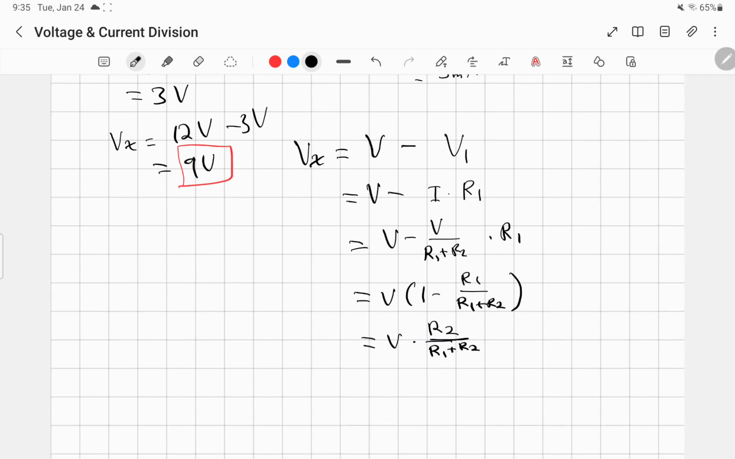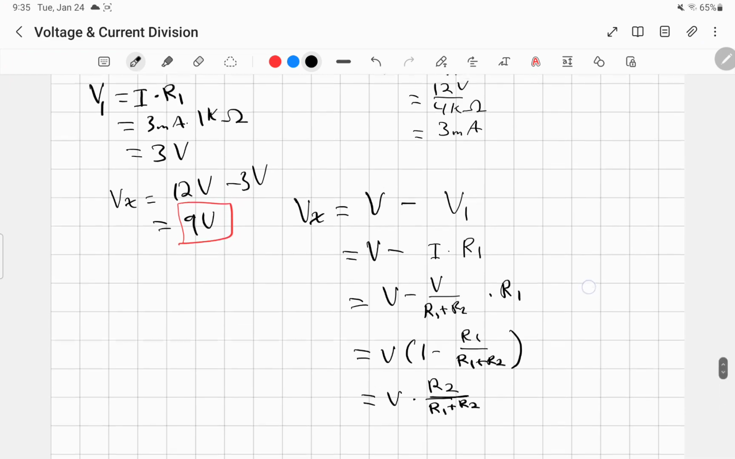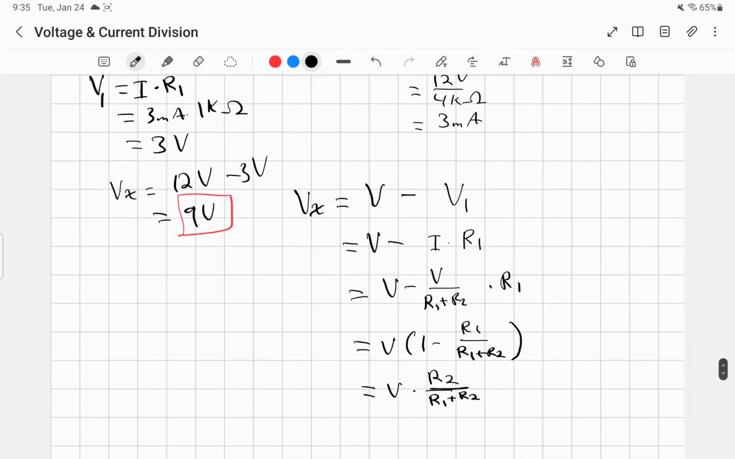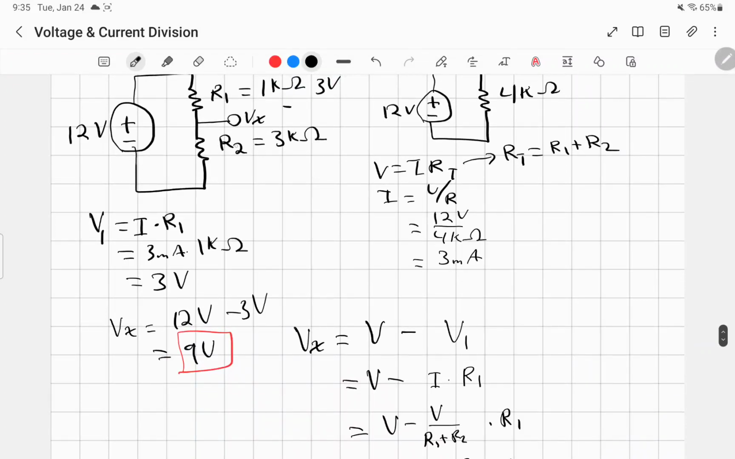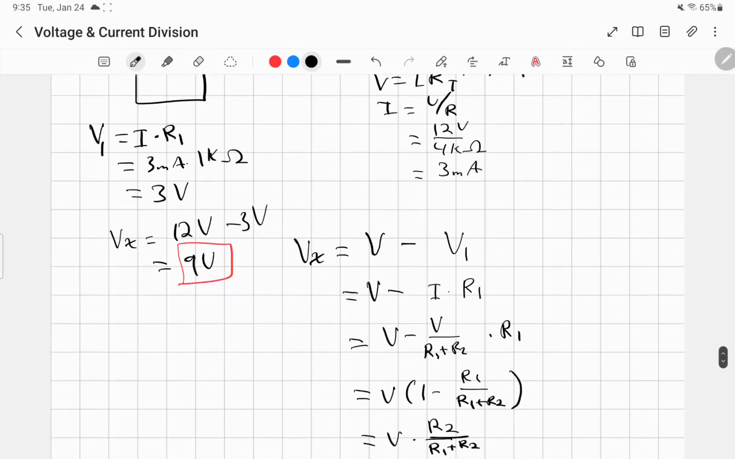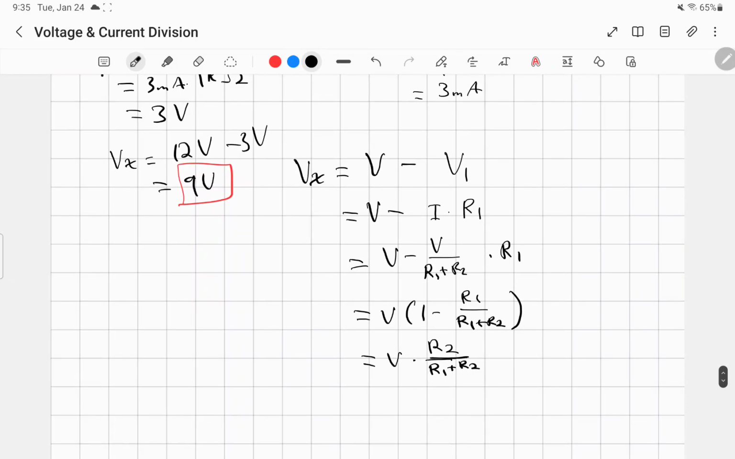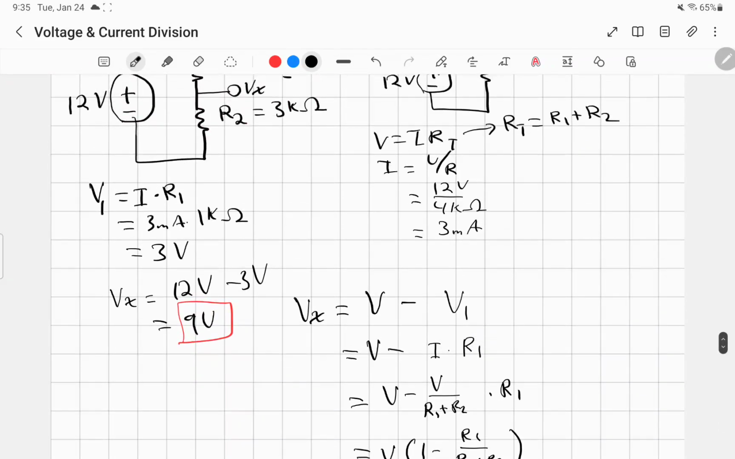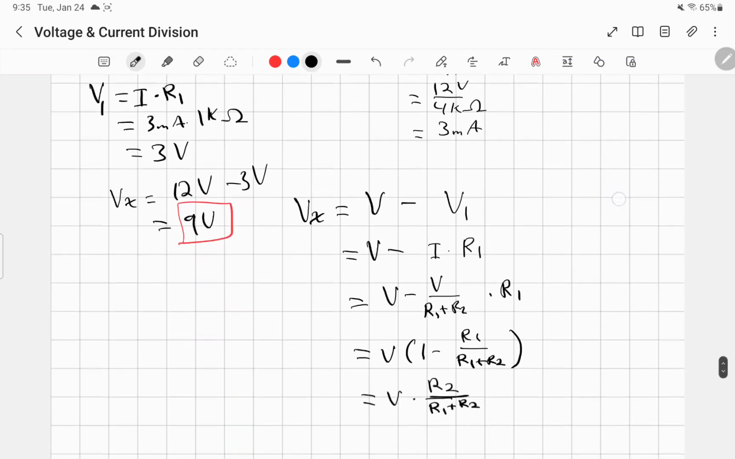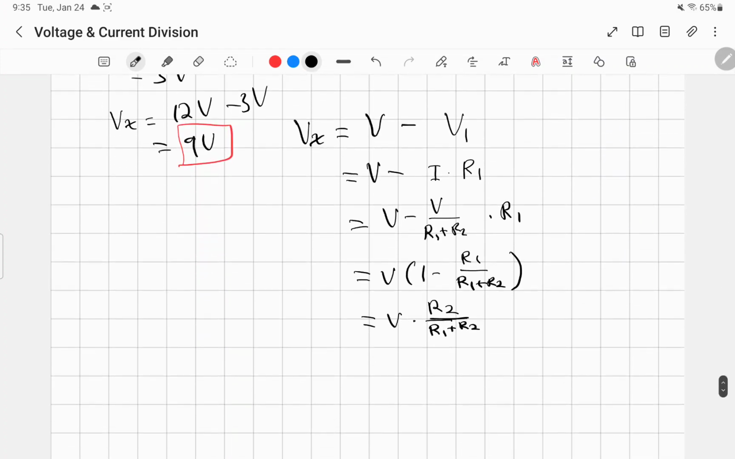Okay? So in this case, the voltage here is proportional to R2 divided by R1 plus R2, okay? The resistance R2 is higher than the resistance R1. So that's why more than 50% of the voltage is present at this node, right? We can see that reflected in our final expression, okay? And this is the voltage division expression.